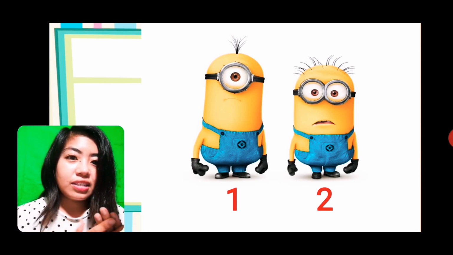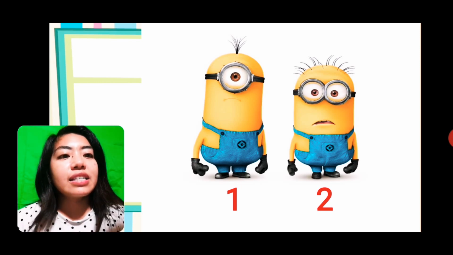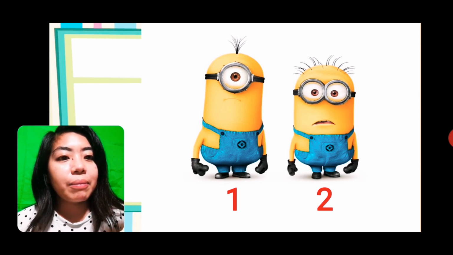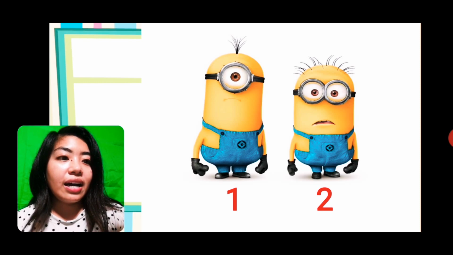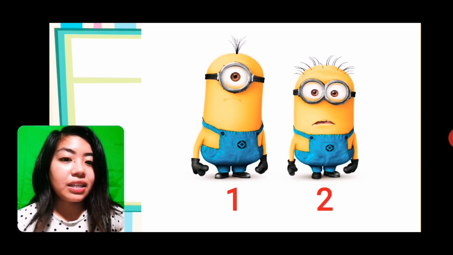Yung hair niya is nakatumpok lang sa gitna. Then, isa lang yung eye niya. Then, yung lips niya is naka-close. While si minion number 2 is naka-scatter yung hair. Then, 2 eyes, then naka-open yung kanyang lip. So, that pertains to its property.